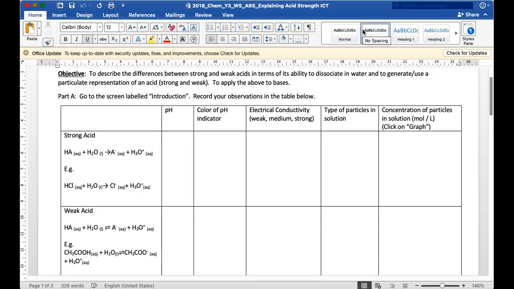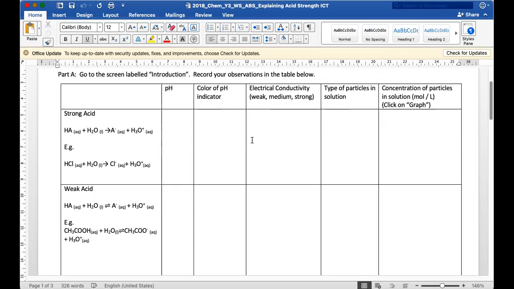Okay, now, the objective of the lesson is to describe the difference between strong and weak acid in terms of their ability to dissociate in water and generate a particulate representation of strong and weak acid. This can be applied to bases as well. All right, so this is the design of the worksheet.